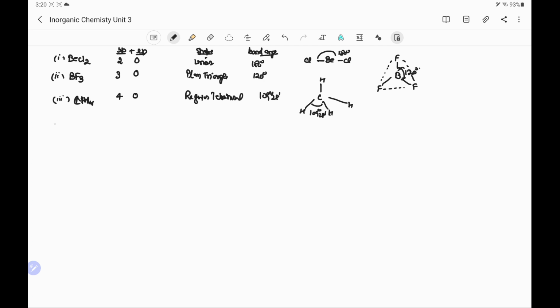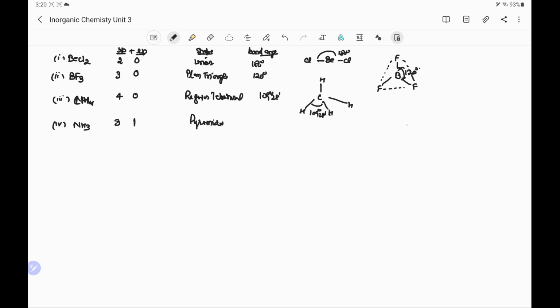Now we take one more example, say NH3. Here there are 3 bond pairs and 1 lone pair. And this lone pair exists on the central atom, that is the nitrogen. Therefore, its shape is pyramidal.